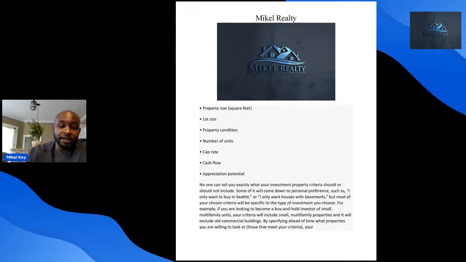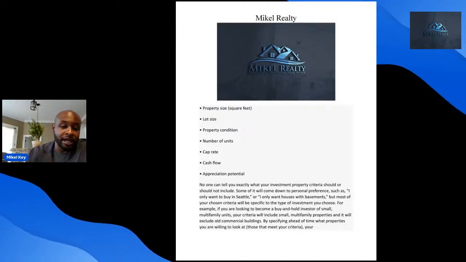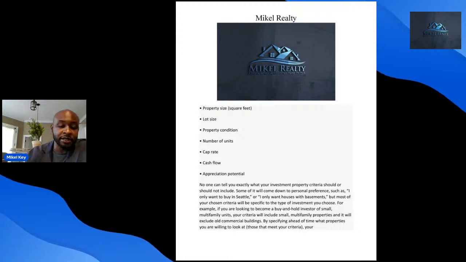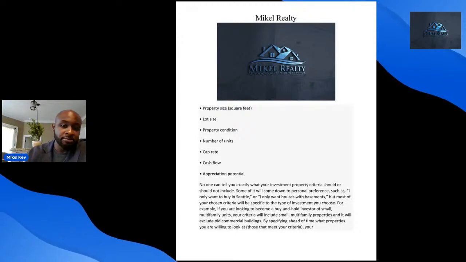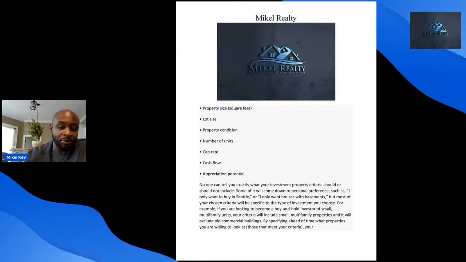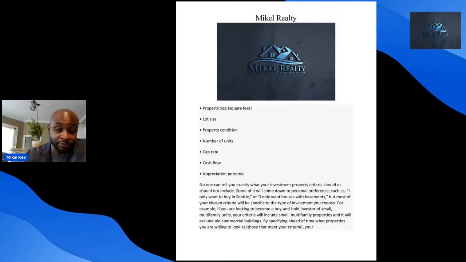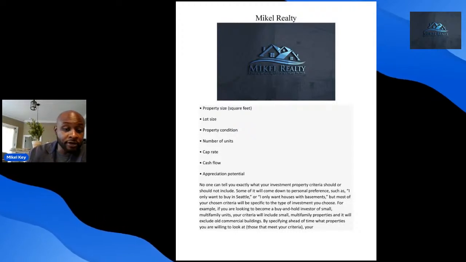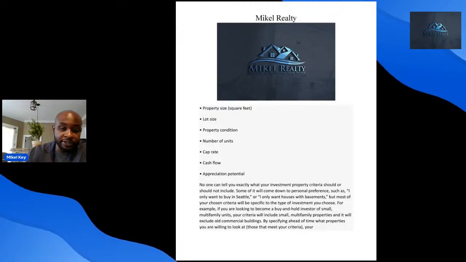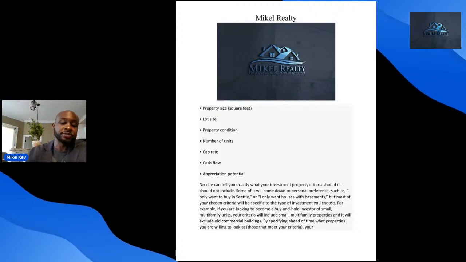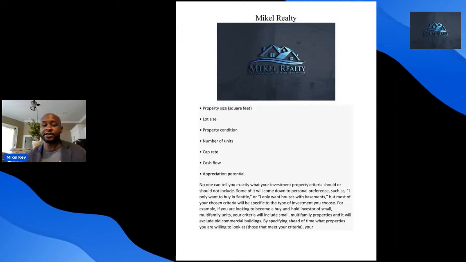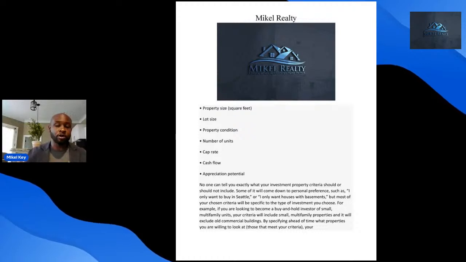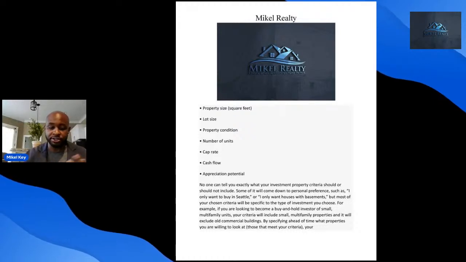Cap rate is a way that investors calculate how much return they're going to get on their money, the capitalization rate. Some investors say, hey, I don't want to buy a property unless it fits into like a 10% cap rate. Some investors buy based on cash flow, and some investors buy only on appreciation potential because they know that's the fastest way to grow extreme wealth if you buy in an area that's highly appreciating.